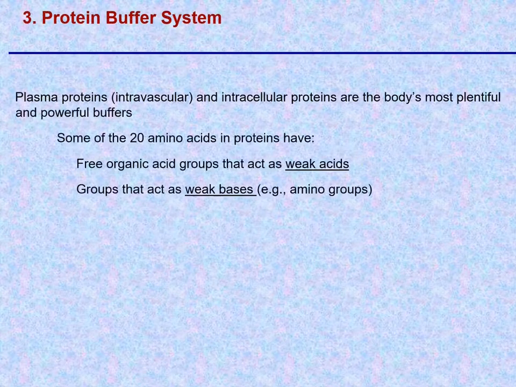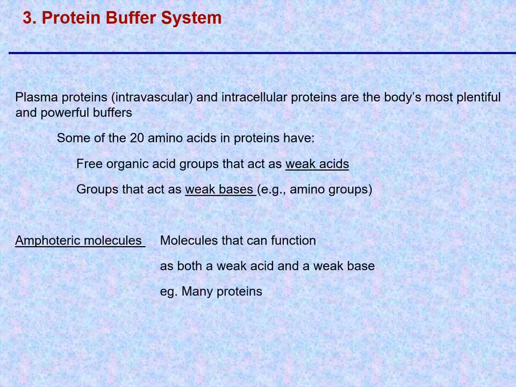The third chemical buffering system are the proteins. There are lots of plasma proteins. This is extracellular, in the intravascular fluids. There are also intracellular proteins. So this is extracellular, and this is the intracellular compartment. These are the most powerful, most plentiful buffers. They're all over the place in the body.